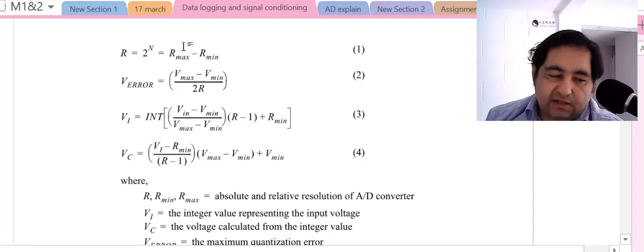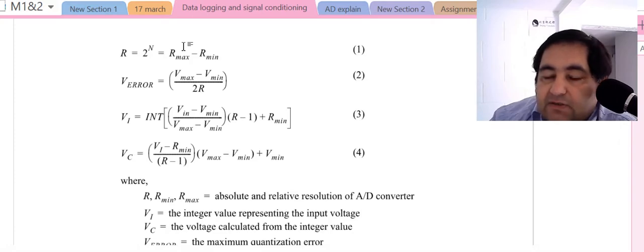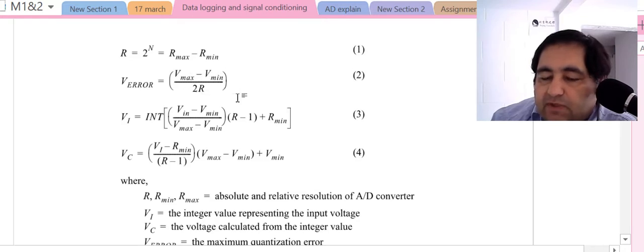Then we said, well, this digitization is going to definitely cause some errors. And this error is not because of the sensitivity of the system, it's because of the digitization, because of the number of bits that you can store there. And if you wanted to work out how much this voltage error is, we use this formula: V maximum minus V minimum over 2R.